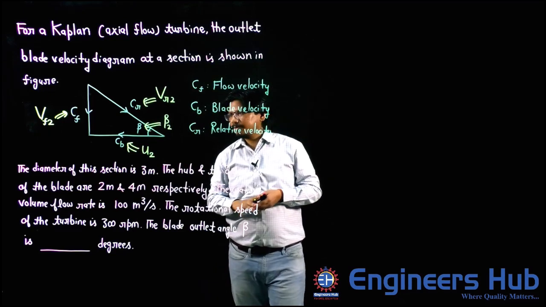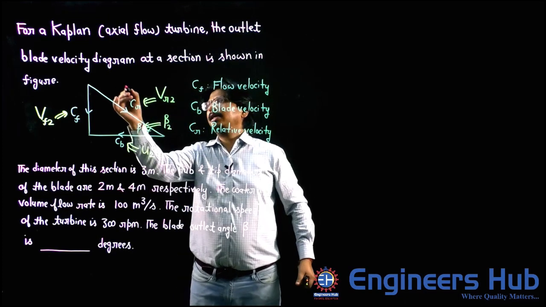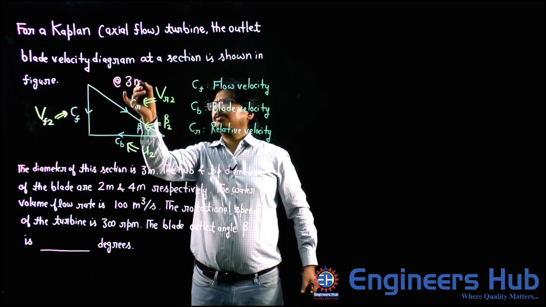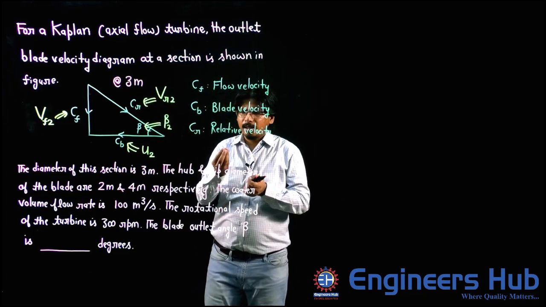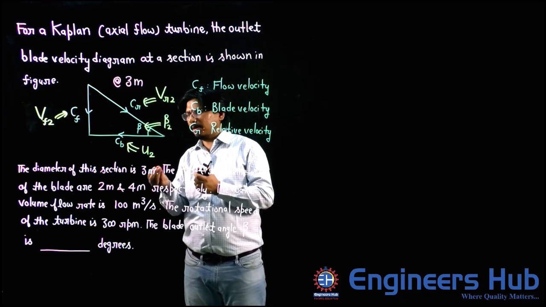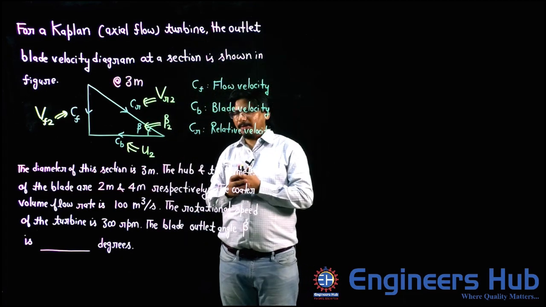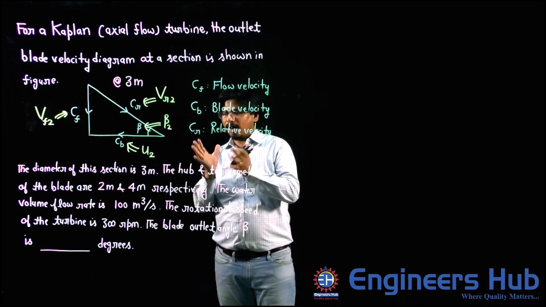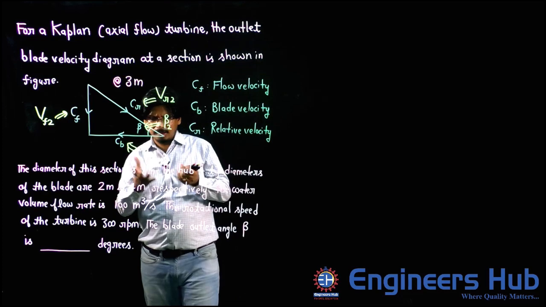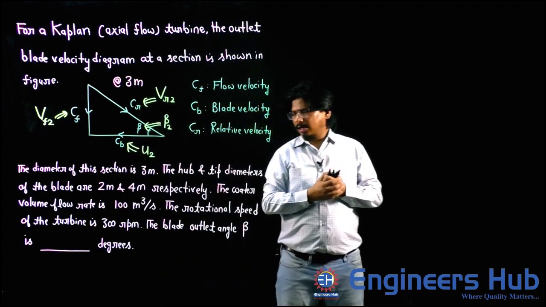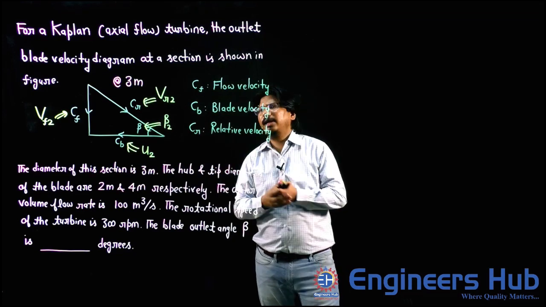The diameter at this section is 3 meter. So basically this velocity diagram, my friends, is drawn at a section where the diameter is 3 meter. The hub, basically boss, and tip diameters of the blade are 2 meter and 4 meter. The water volume flow rate is 100 meter cube per second, so discharge is given. The rotational speed of the turbine is 300 rpm. He is asking for the blade outlet angle beta in degrees.